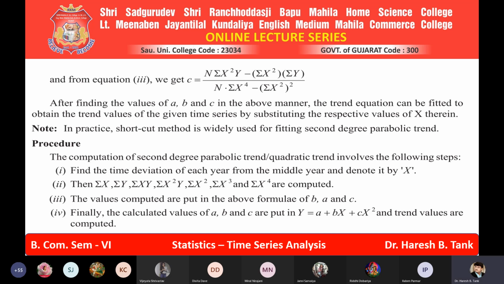Summation of x is required, summation of y is required, summation xy, summation x square y, summation of x squared, summation x cubed, summation of x raised to 4. All these columns are required. So naturally, whenever we are dealing with this second degree parabola, it is going to be a little lengthy, and more calculations are needed to be done. Right enough? Are we ready for this sort of examples now?